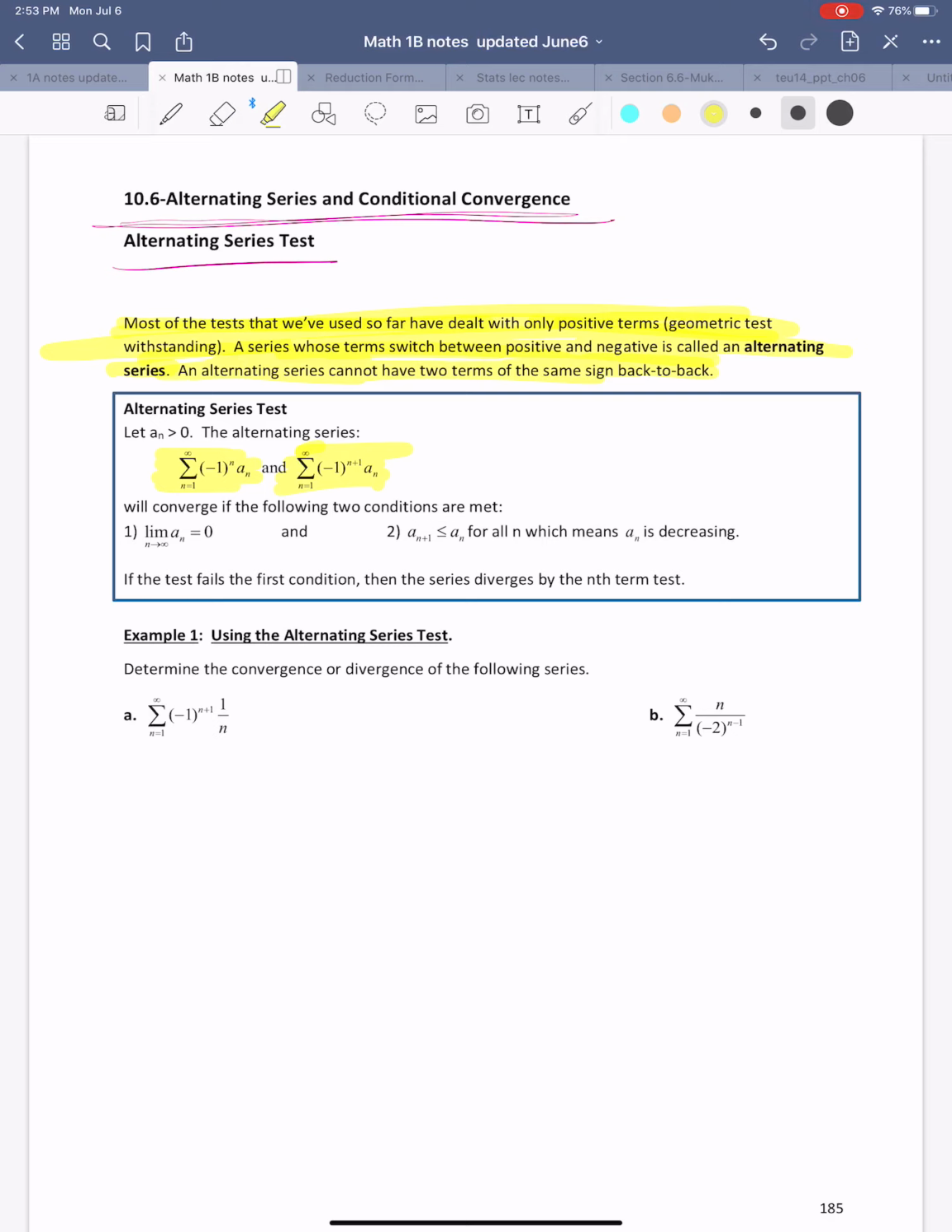All right. This series will converge if two conditions are met. The first one, the little series an attached to it, if that limit goes to 0 as n goes to infinity, an goes to 0. That's the first condition. The second, the an should be a decreasing series. So think about if limit as n goes to infinity of an is equal to 0, the effect of positive and negative 1 is not going to matter.